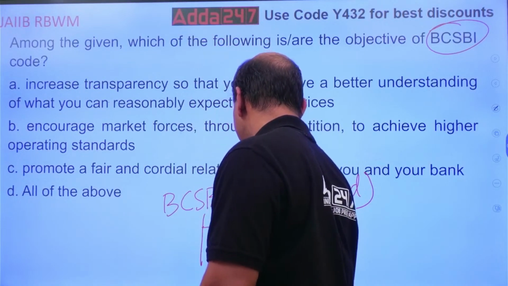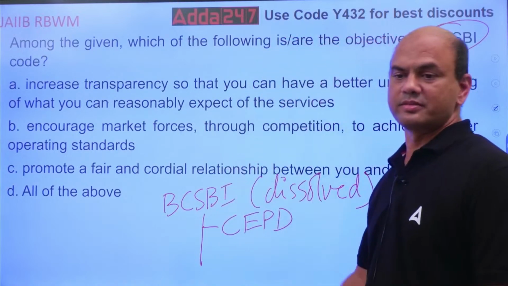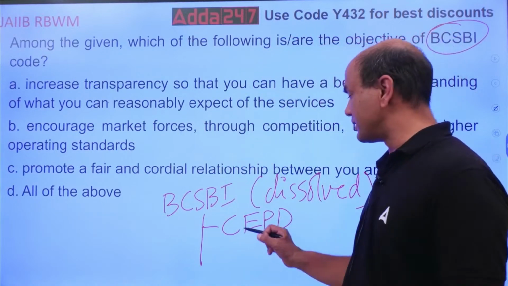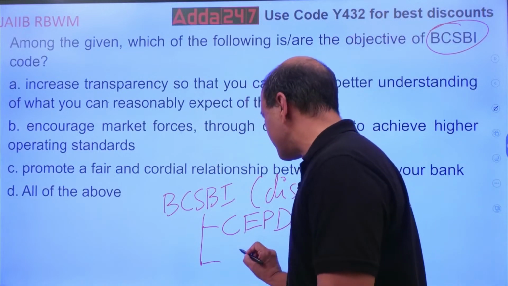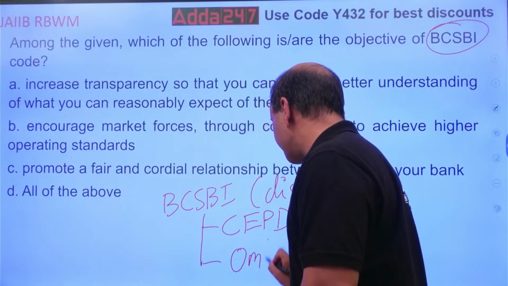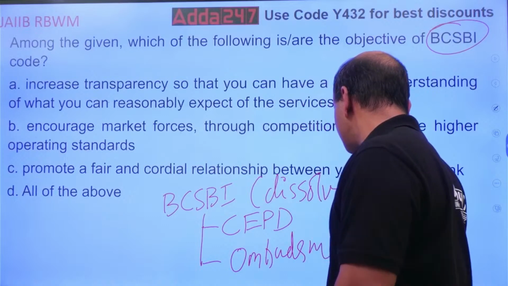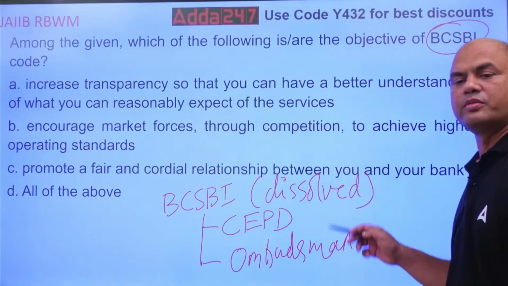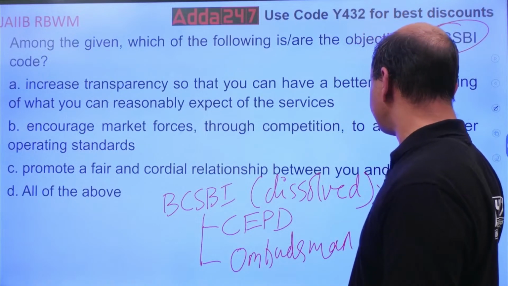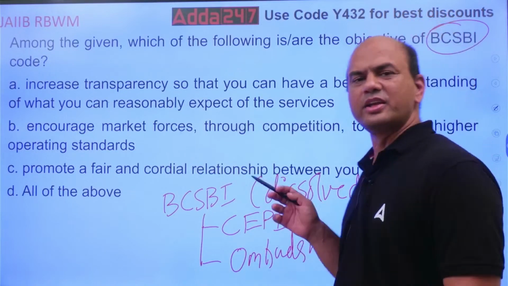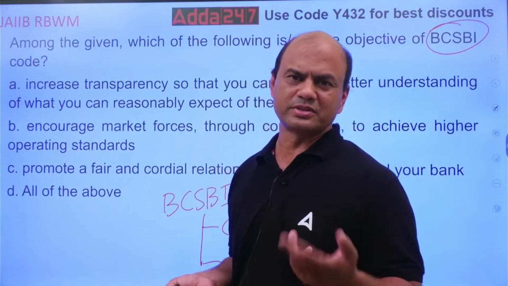CEPD, Customer Education and Protection Department. And the second one is Ombudsman. CEPD and Ombudsman. These two have taken over the role of BCSBI. So that's why this is gone now. But in your book, you still have the questions, so you might get the question in the exam also.